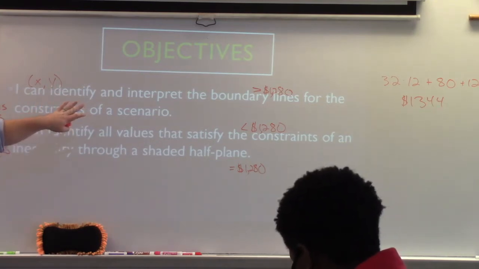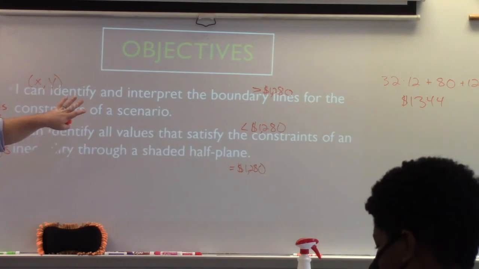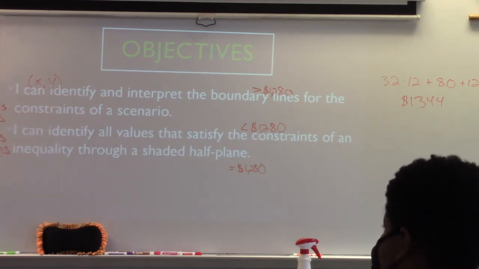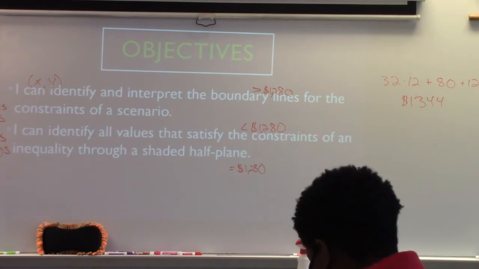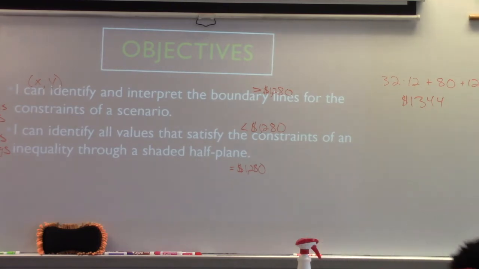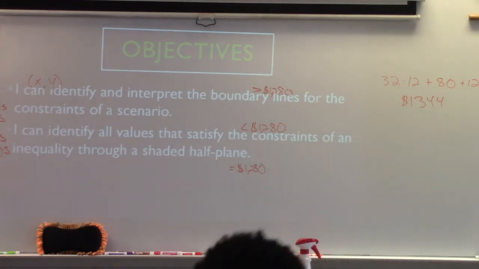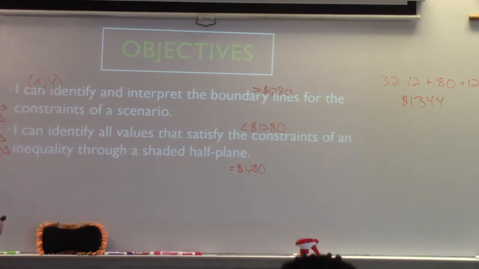Hopefully, I think all the groups have started to see the boundary line in there, right? The boundary line were all the points that were too big, not too big, or just right. Just right. The lines were just right.